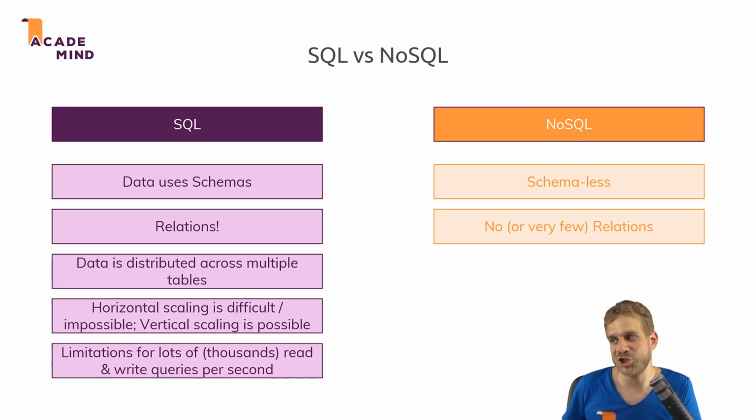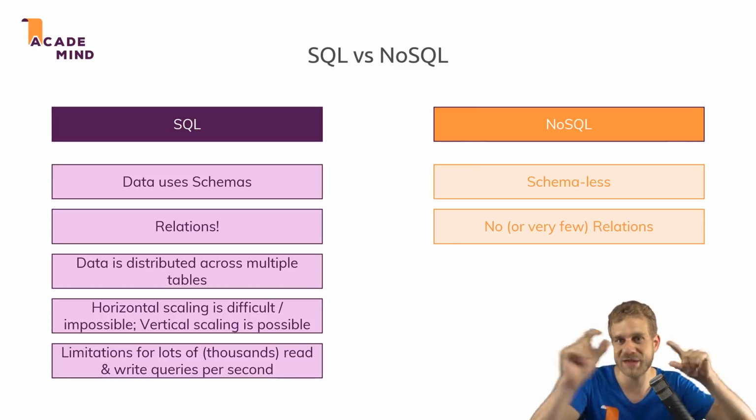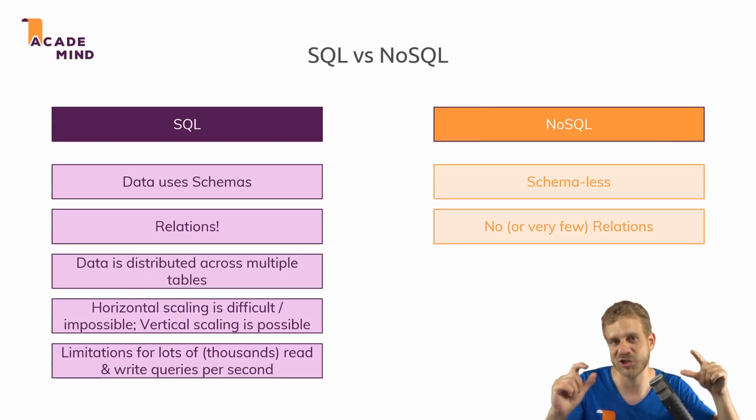You also have no relations or very few relations, and this is great for reading a lot. It can be a disadvantage if you have a lot of write requests that affect multiple collections, because then you have to update some data in multiple collections because you're duplicating it instead of keeping a relation. So if you have data which is strongly related and which you store in multiple collections and you update that data a lot, NoSQL might not be your best solution.